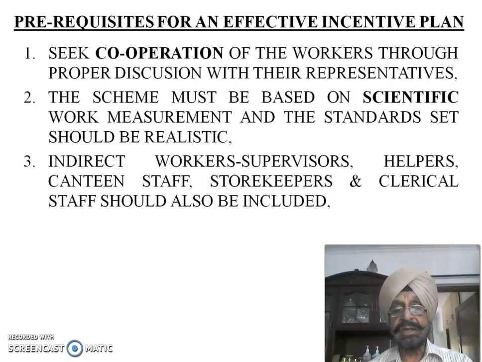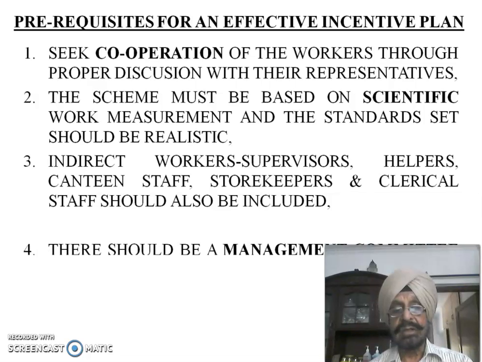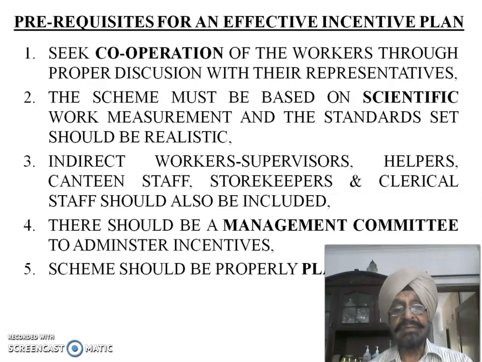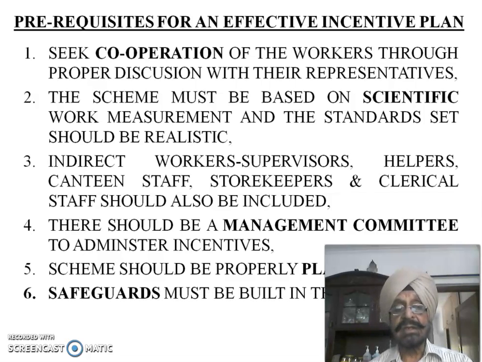The third is the indirect workers. They should also be taken into consideration, who are not directly involved, that is the supervisors, helpers, canteen staff, storekeepers, and clerical staff; they should also be included. The fourth is that there should be a management committee to administer these particular incentives. And the fifth, the scheme should be properly balanced. And the last one is that a safeguard must be built into the scheme.